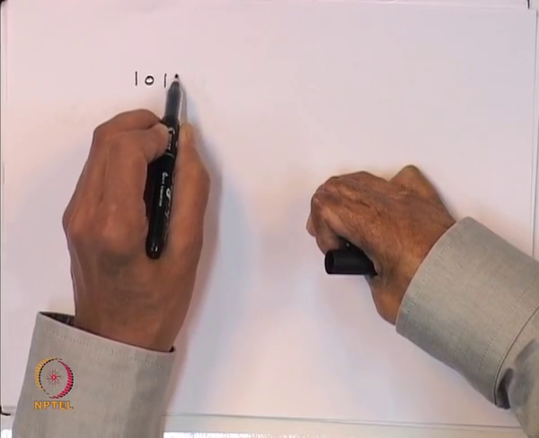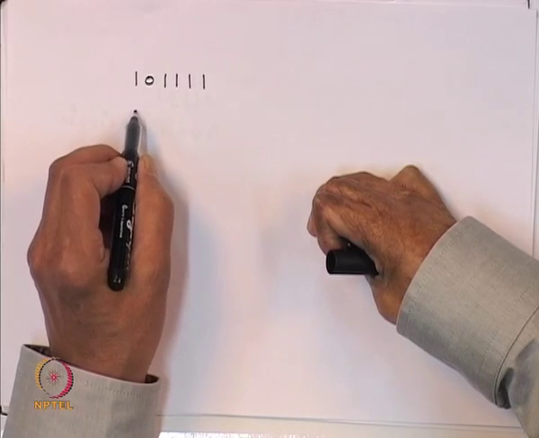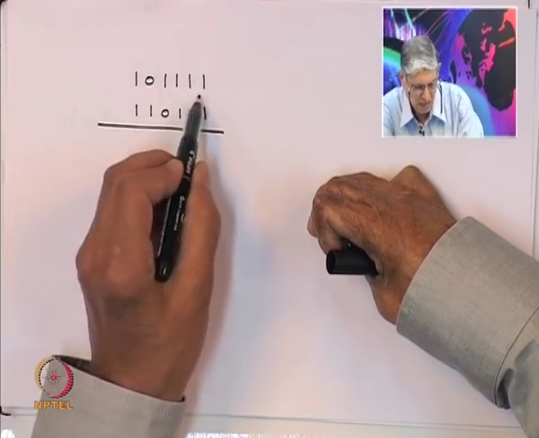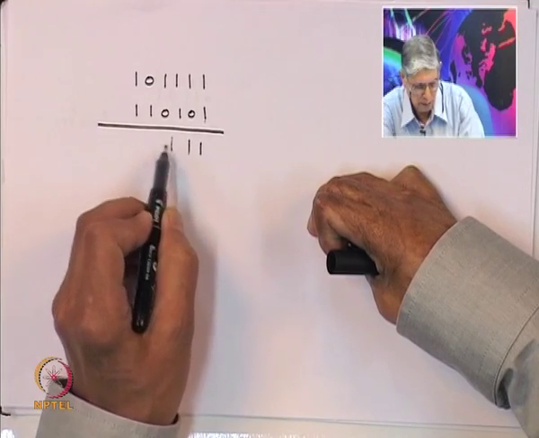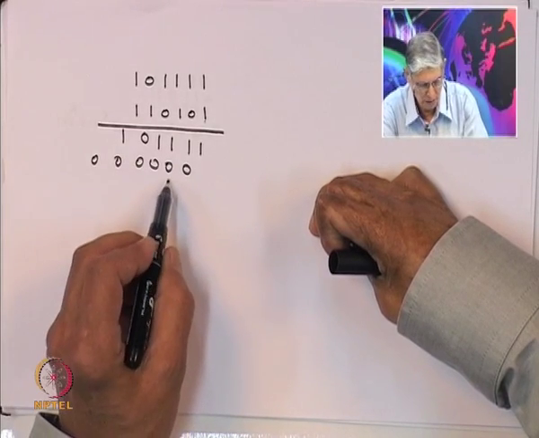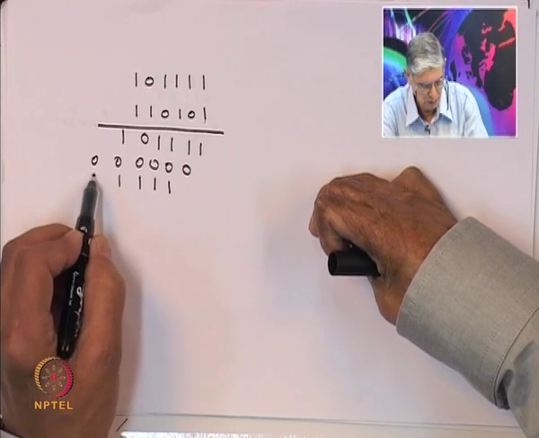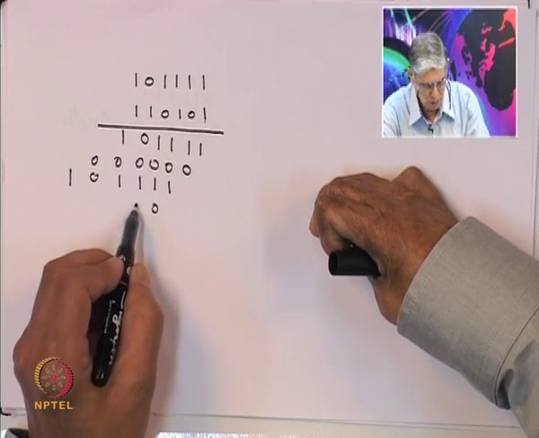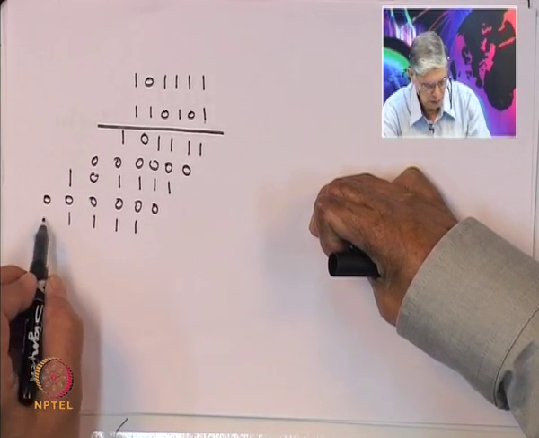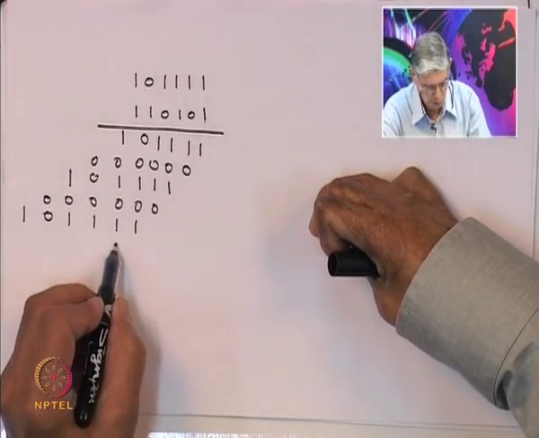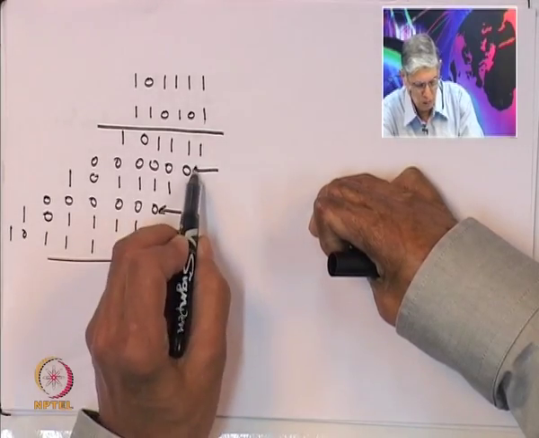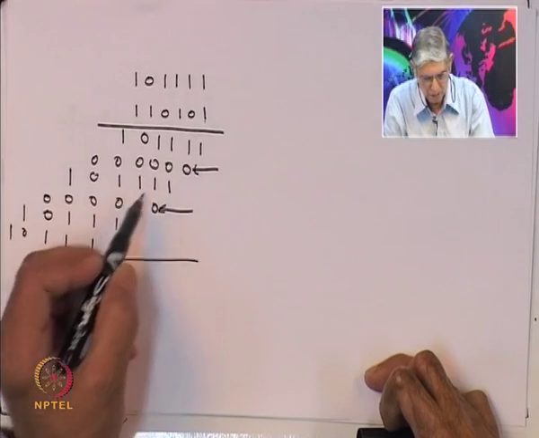If I have a number 1, 1, 1, 1 and I multiply it by 1, 1, 0, 1, 0, 1, you can see from here I can create so many terms: 1, 1, 1, 1, 0, 1. Then 0, 0, 0, 0, 0, 0, then the next one is 1, 1, 1, 1, 0, 1, then again 0, 0, 0, 0, 0, 0, again 1, 1, 1, 1, 0, 1, and finally again 1, 1, 1, 1, 0, 1. So, in this operation, except for these two, which are shown here, every other partial product you are creating.